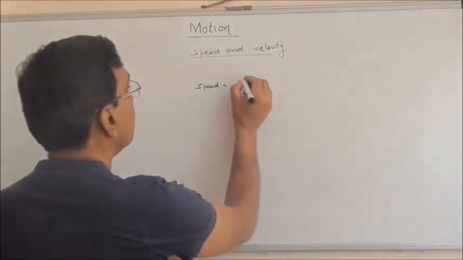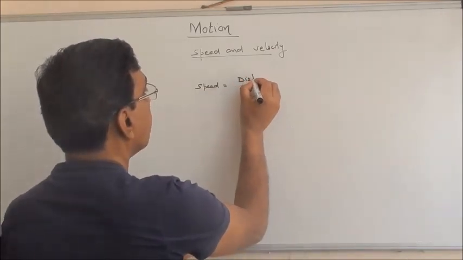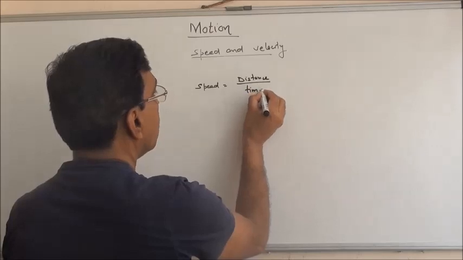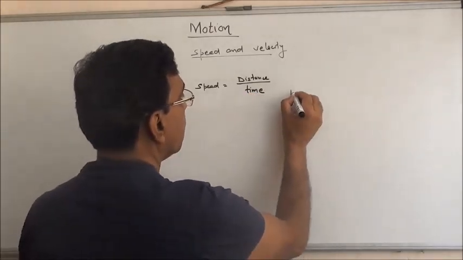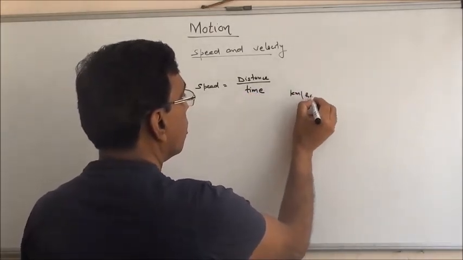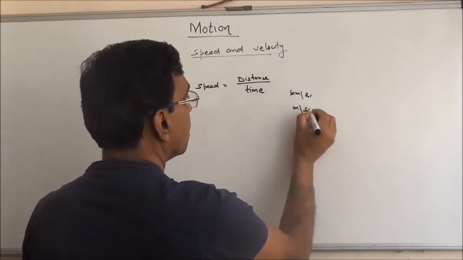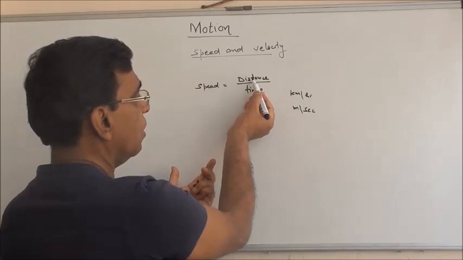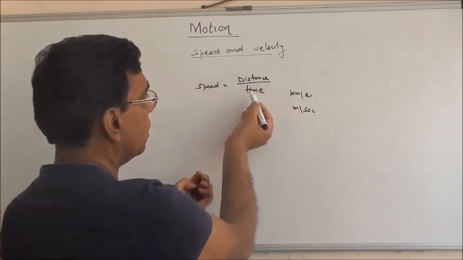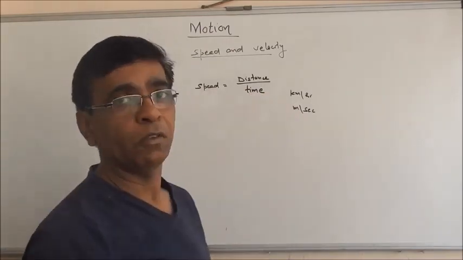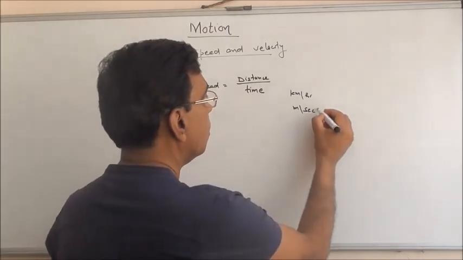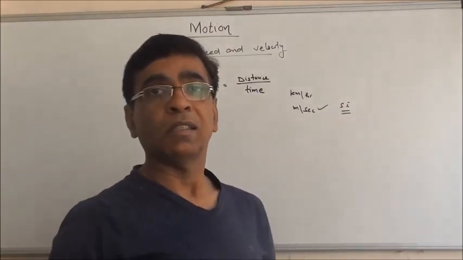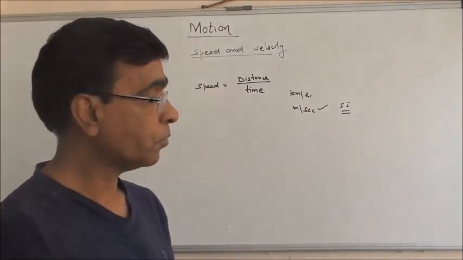So speed is distance covered upon time. So we will measure it in kilometer per hour or meter per second or any unit basically. Here we need a unit of distance and in the denominator we need a unit of time. This is the unit that we shall be using in the SI system, meter per second.